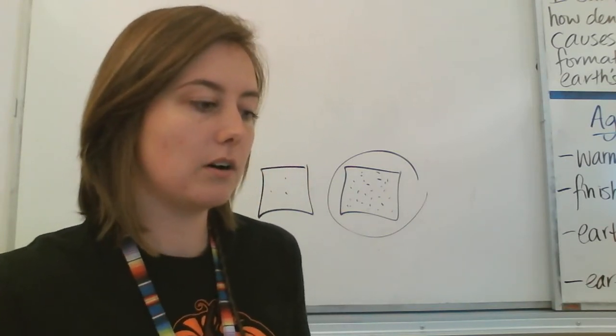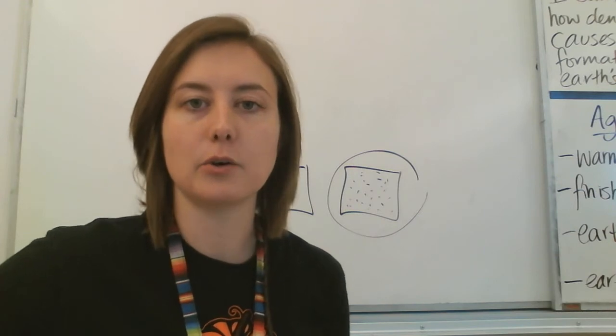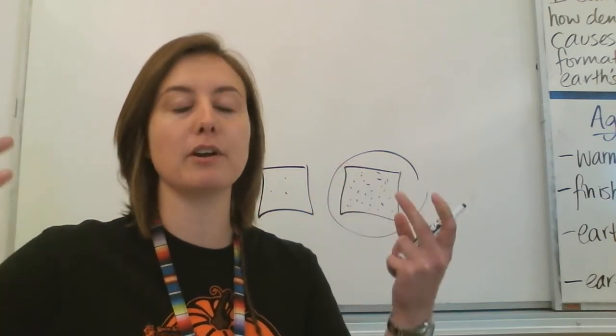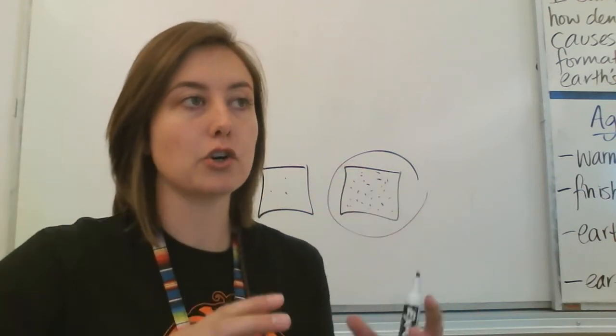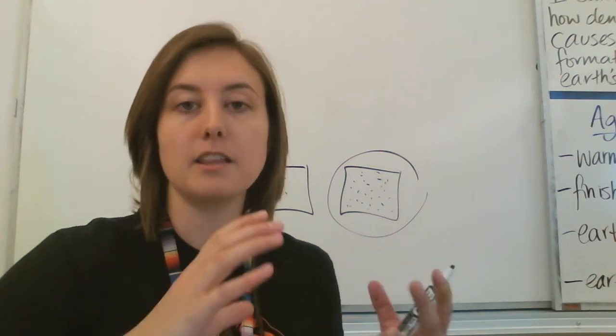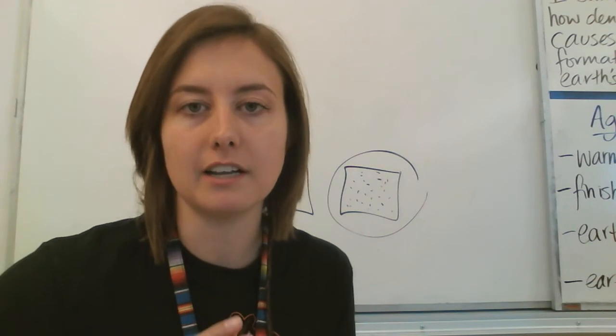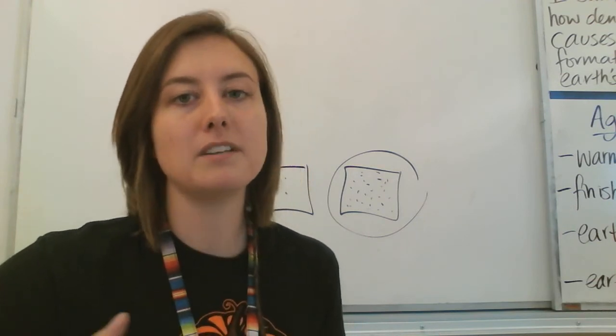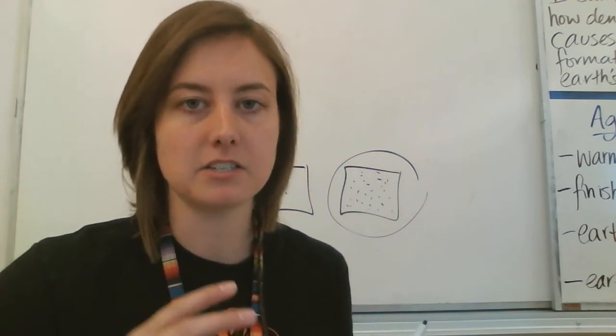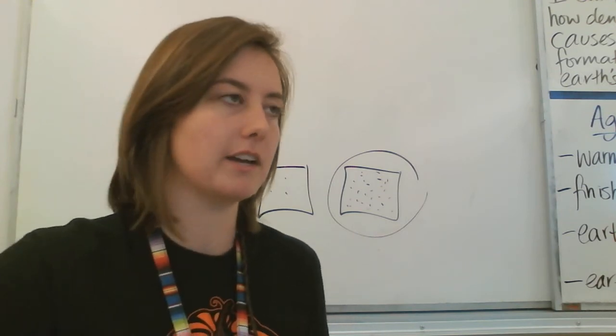You need to know whether each layer is solid, liquid, or gas. So the atmosphere, the stuff we breathe, is a gas. The crust is a solid, obviously. The mantle, it flows like peanut butter or honey, so it's really thick, but we say it's a liquid because it's still melty and it still flows, even though it flows really slowly.